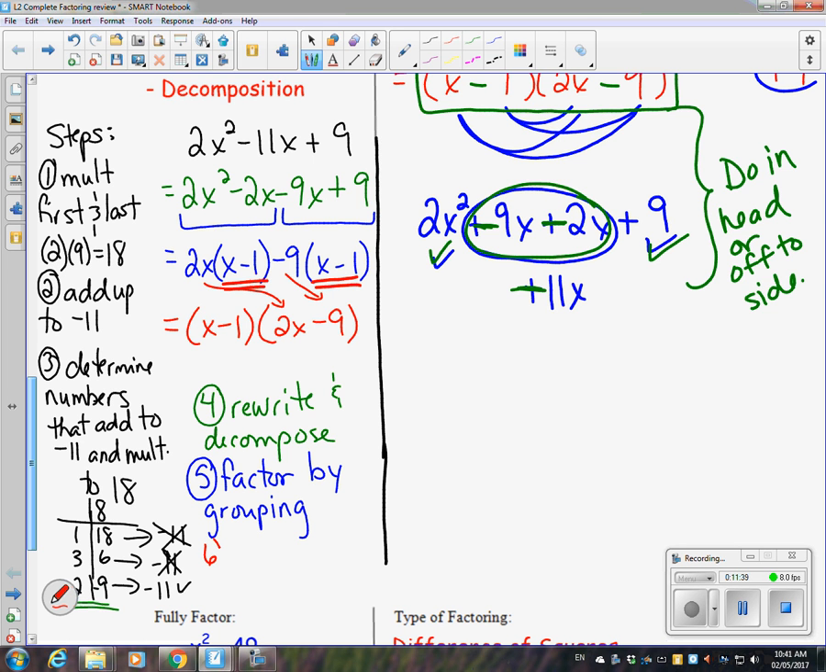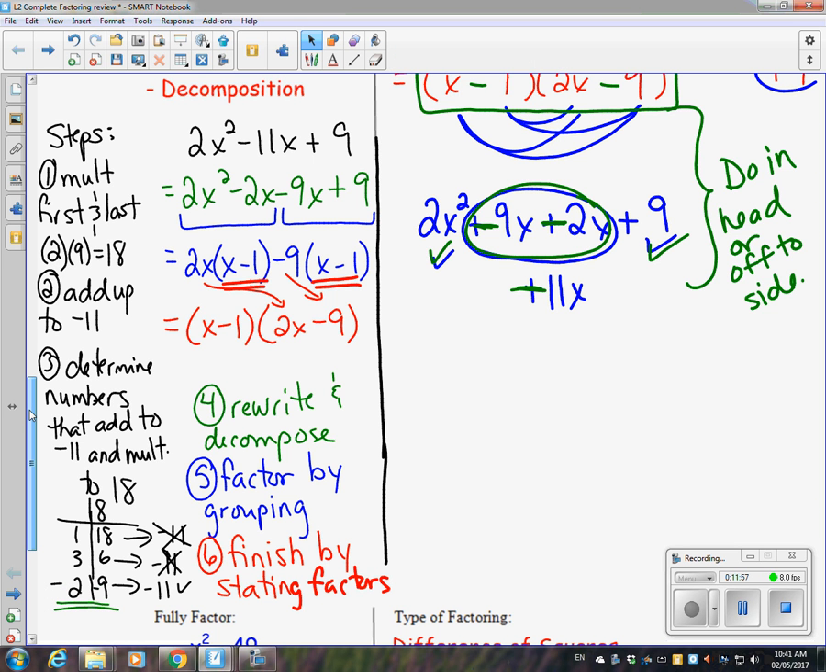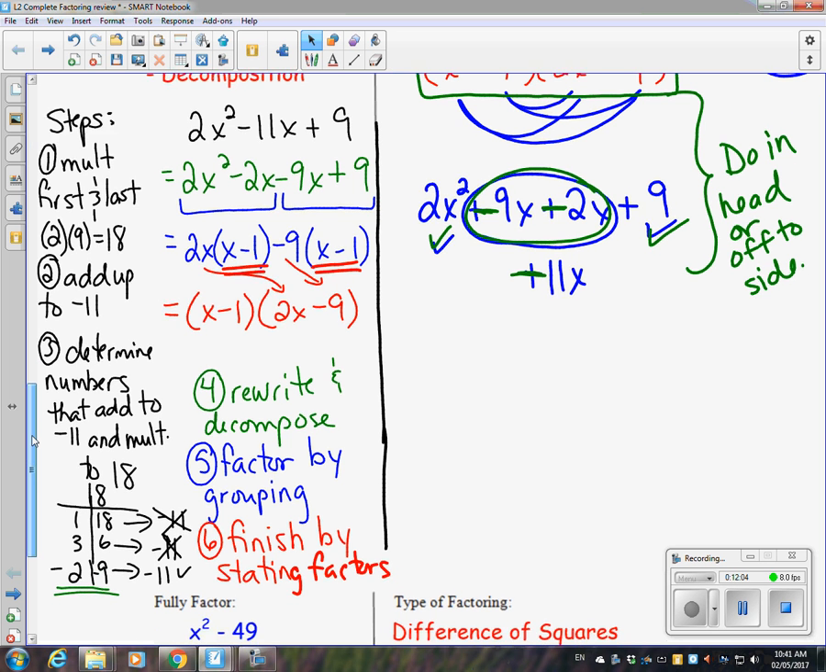So we finish up by stating our two brackets. So decomposition, oops, I started writing decomposition. Decomposition seems complicated, but when you get good at it and you do it multiple times, it becomes really easy. So those are two ways to do difficult trinomials.